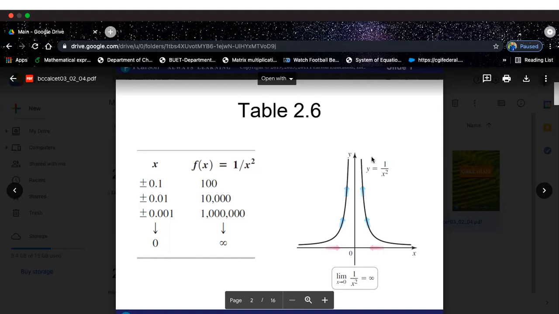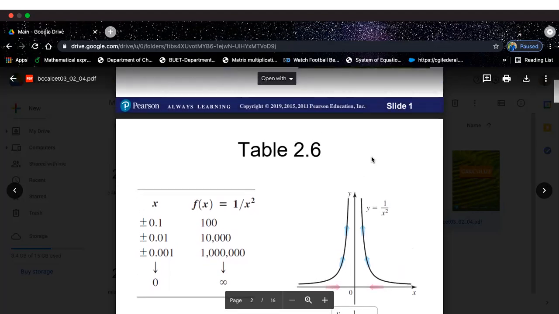Okay, now a quick question, a really, really quick question. What is the limit of this function when x approaches 0, when x tends to 0? And why?